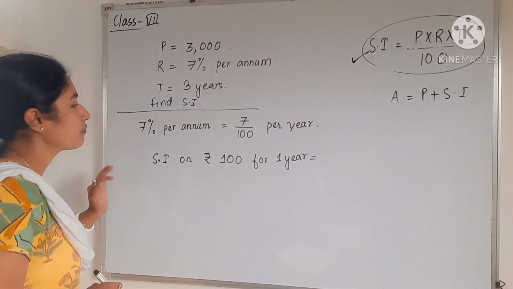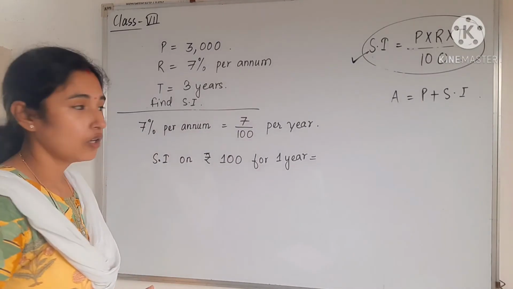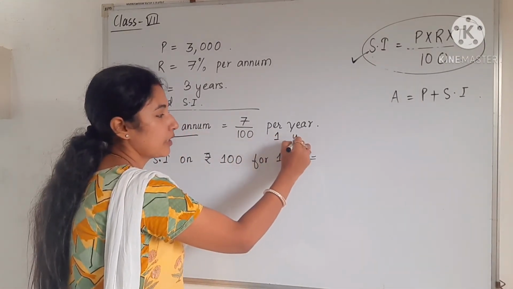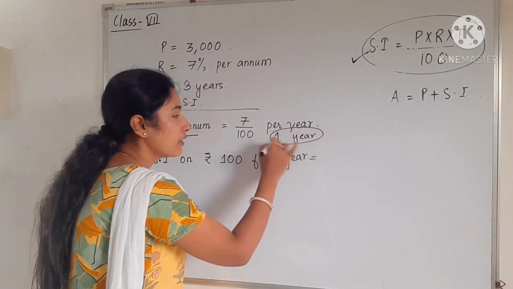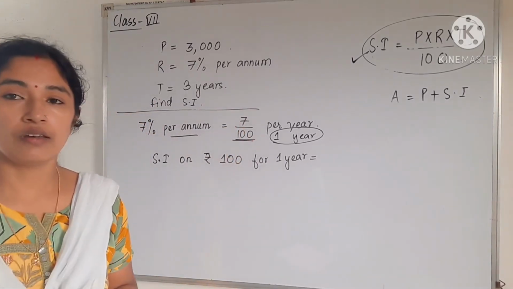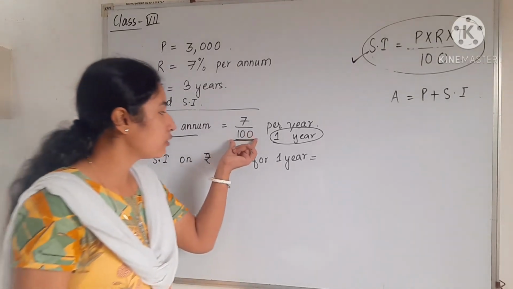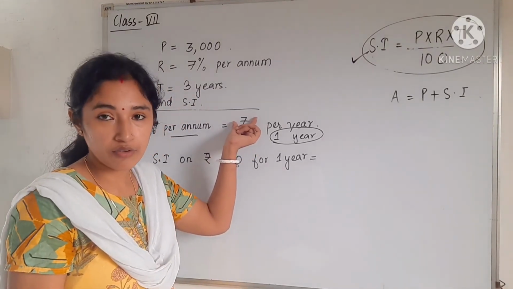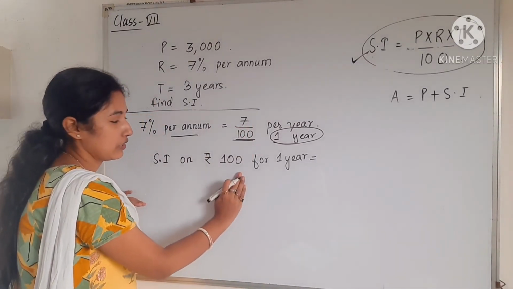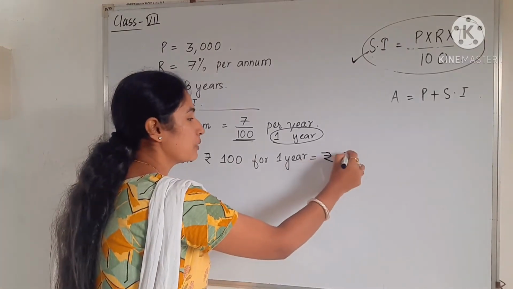So here, 7% per annum means what? 7% we can write as 7 by 100. Per annum means on a yearly basis, per year means 1 year. So in 1 year, out of 100 rupees, I should get how much? Rupees 7 as the interest amount. So out of 100 rupees, I should get rupees 7. So simple interest on rupees 100 for 1 year is given as rupees 7.